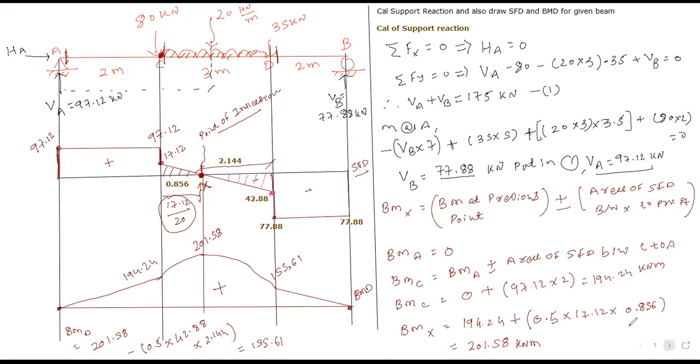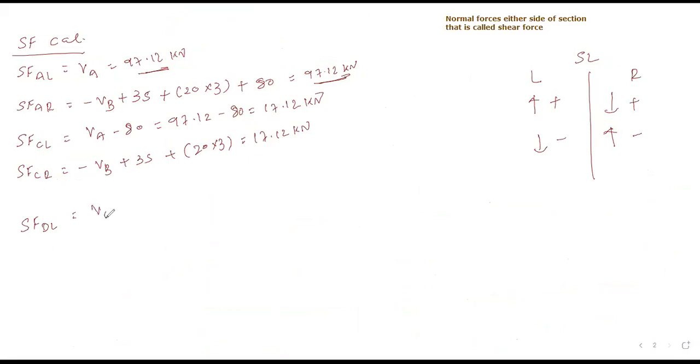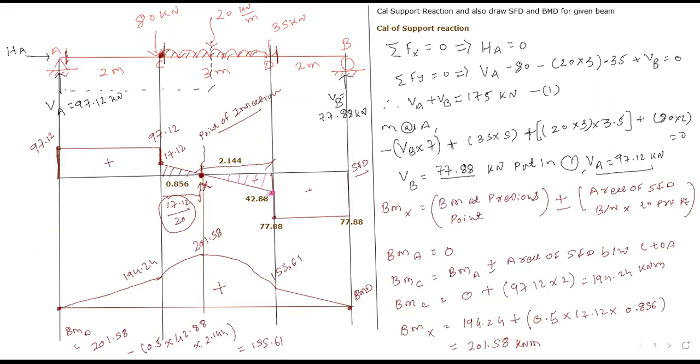Yes or no? Just give me 2 minutes. I am finishing this example. Don't worry. Let me finish my example in 2 minutes. Okay, so on the left side plus VA minus 35 minus 20 into 3 and minus 80. So which value will you get? Tell me. Minus 42.88, minus 77.88 value will come.